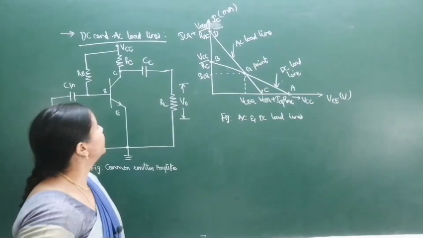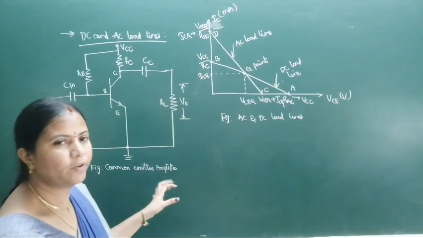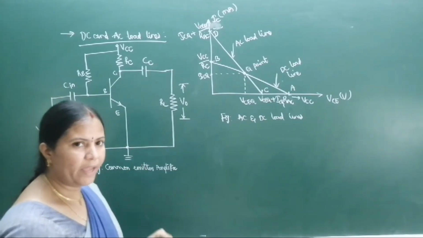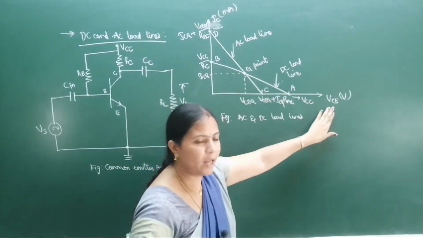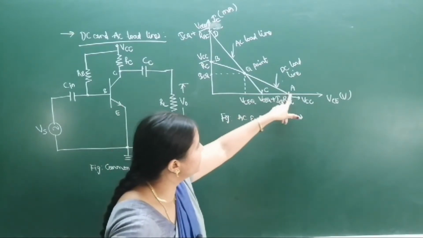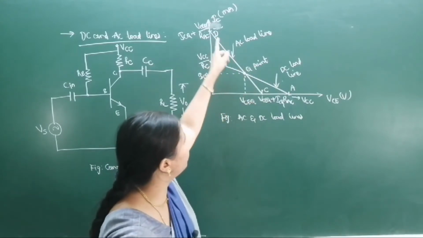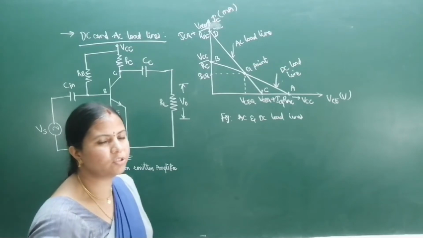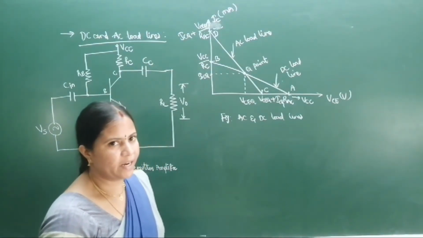Okay. Next topic is DC and AC load lines. So coming to the DC load line, first we have to draw the DC load line. So the DC load line is the curve drawn between collector to emitter voltage and collector current. Okay? So this is the DC load line. A, B point indicates the DC load line and C, D point indicates the AC load line. So here the DC load line shows the curve between collector to emitter voltage and collector current.